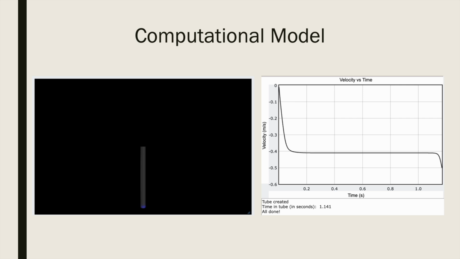When the graph slopes downward, the gravitational force is greater than the opposing magnetic force, causing the magnet to accelerate. Towards the middle of the tube, the gravitational force and magnetic force balance each other, causing the magnet to move at a constant velocity. The magnet was in the tube for 1.141 seconds, which differs from the experimental time.